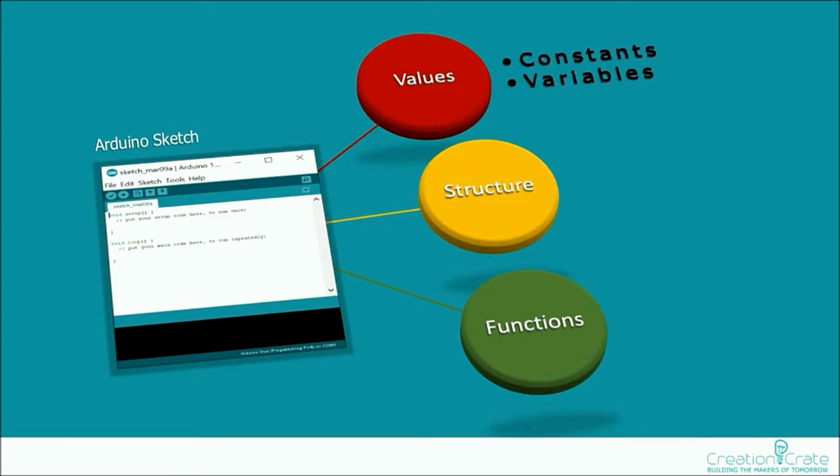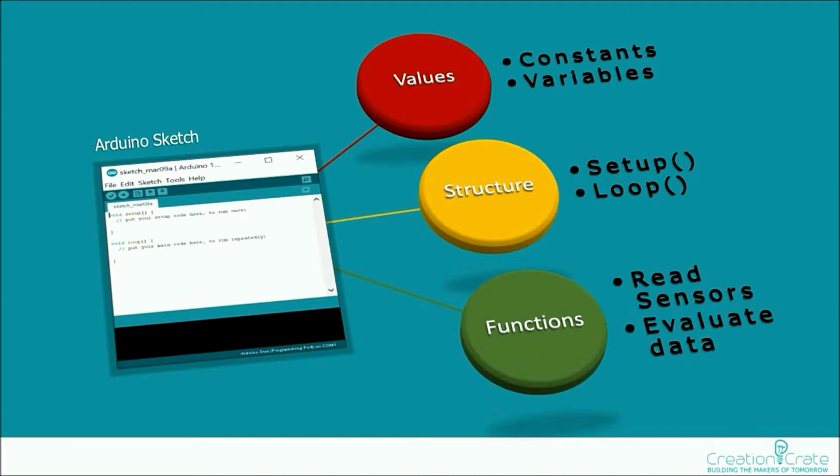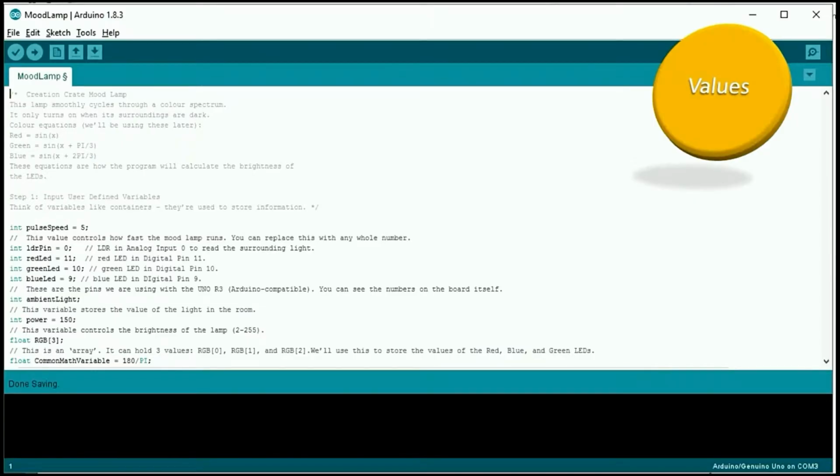Examples of values would be constants and variables, so you can define something that won't change, or you can define something that's going to change throughout the program. A couple examples of structure that we'll talk about are the setup and the loop. And then for functions, you can design a function to read sensors that you've hooked up, like a temperature sensor, and then take that information and evaluate the data that you're getting, and then again tell the program to do something after that. So let's go ahead and break this down for our mood lamp program.